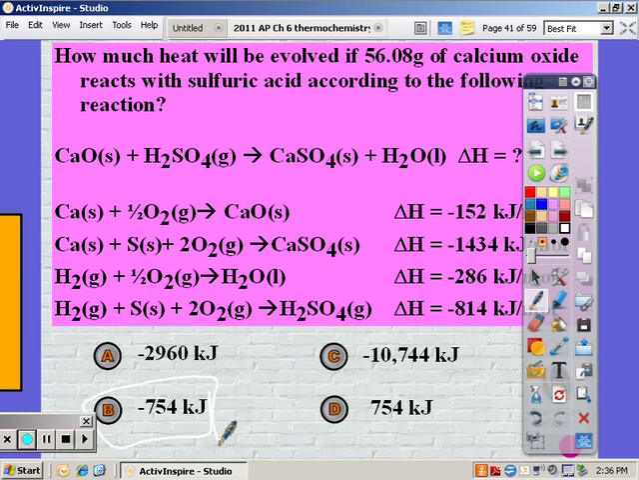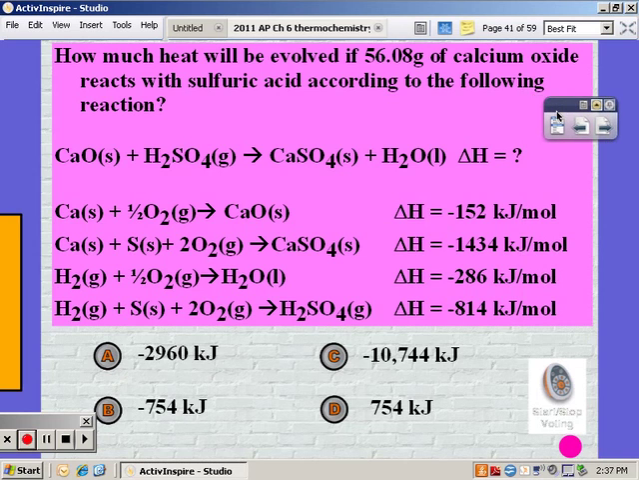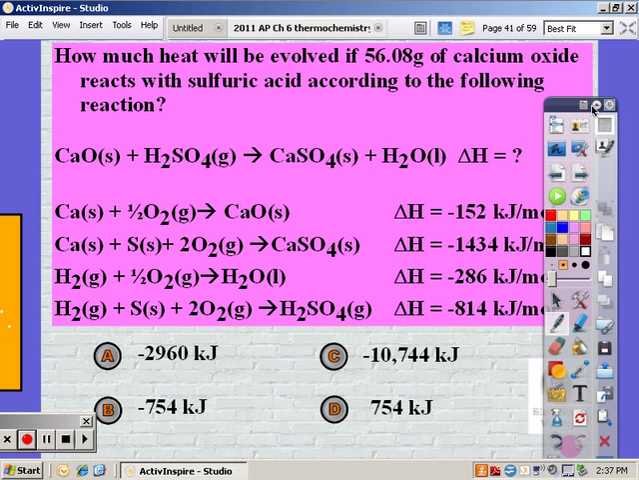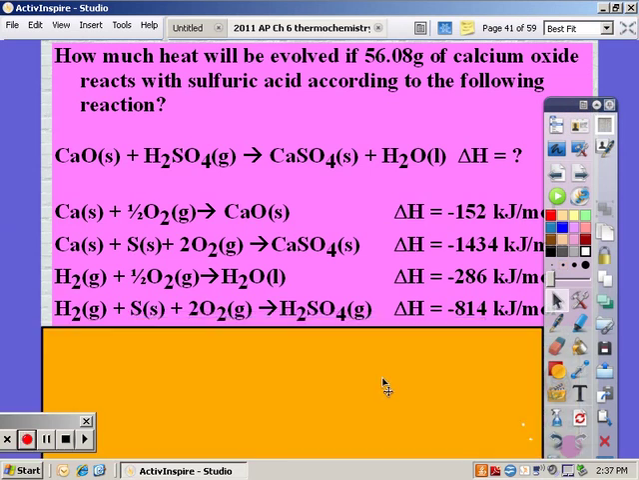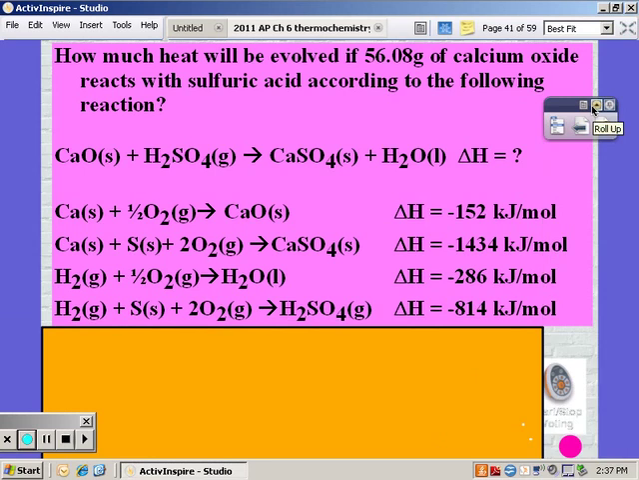Well, 56 grams of calcium oxide equal 1 mole, so it just happens to be that when you find delta H, that is the answer, but only because 56 grams equal 1 mole of calcium oxide. Had they given you another gram amount, you would have had to do stoichiometry after you got your delta H. So if you didn't get negative 754, let's see how we did that.